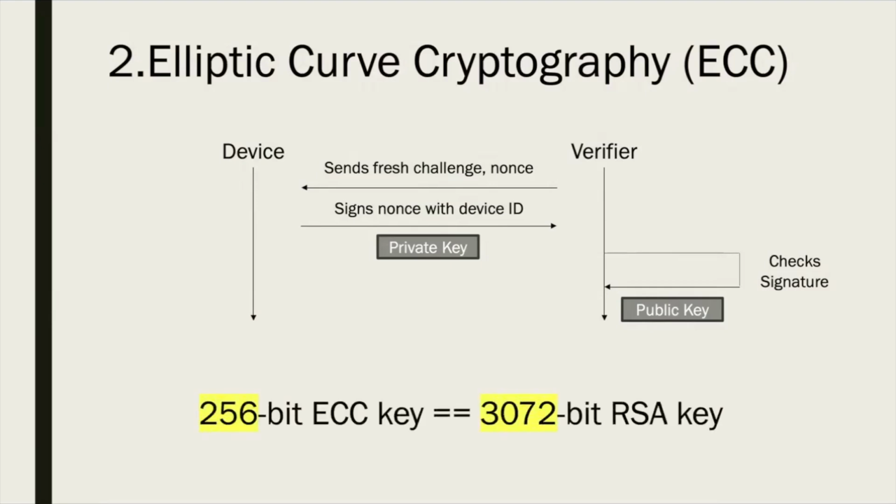Through this, ECC is able to achieve security comparable to older public key systems like RSA, but with much shorter keys. For example, a 256-bit ECC key can provide security roughly comparable to a 3072-bit RSA key.